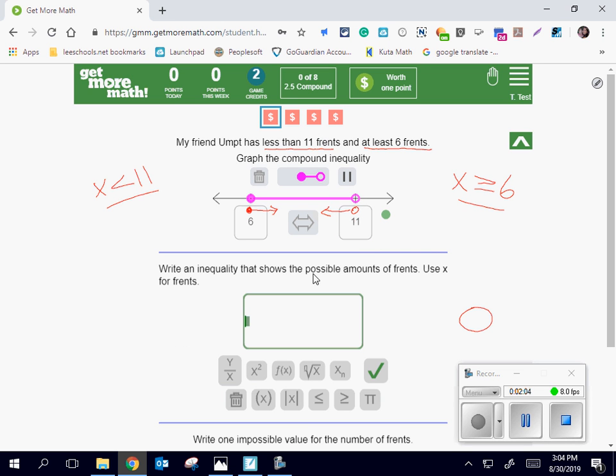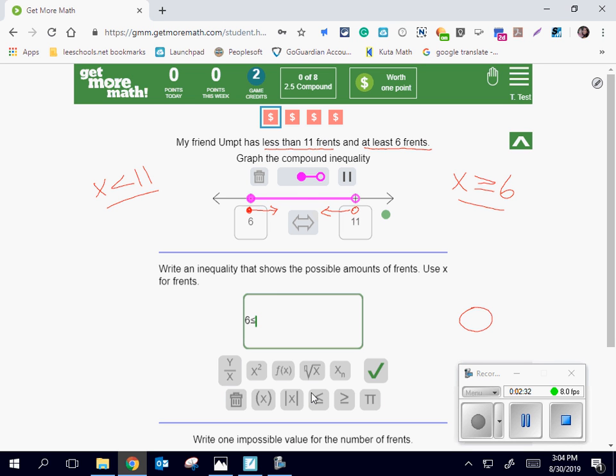Very good. We're on to the part 2. We're going to write an inequality that shows the possible amounts of friends using x. Okay, this inequality, when it looks like this, where they both go together, it's just one inequality. We start with our smallest value, which is 6. We're always going to use less than signs. In this case, it's less than or equal to. So I'm going to use the one on the screen, less than or equal to.